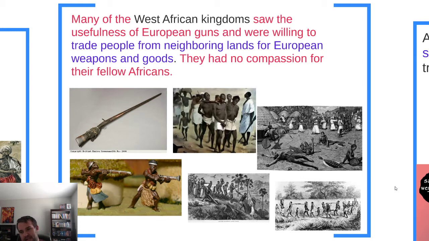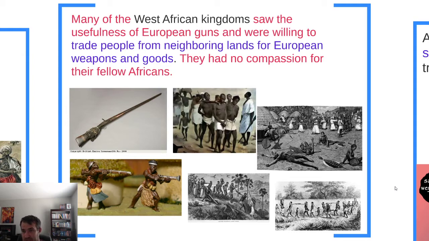And it created this terrible process in Africa where they would trade away people for guns, and then they would use those guns to cause violence against other people. So it's this sort of cyclical cycle of destruction that would go on in Africa for probably the next, I mean, you could even argue it goes on through the 1800s, so really until the 1960s.